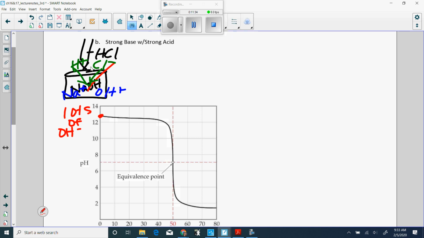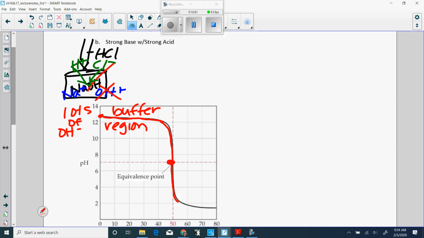And all I'm doing at the beginning is making water babies, buffing, making water babies, buffing. It's just hydrogens and hydroxides getting together. But then, oh no, no more hydroxides. They're all gone. They all made water babies.